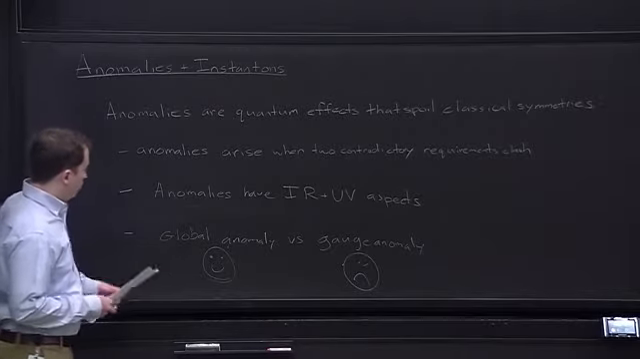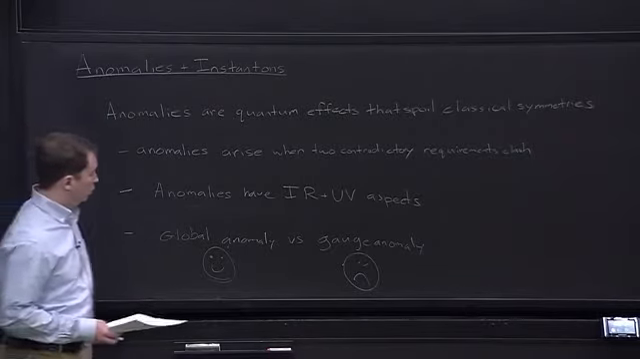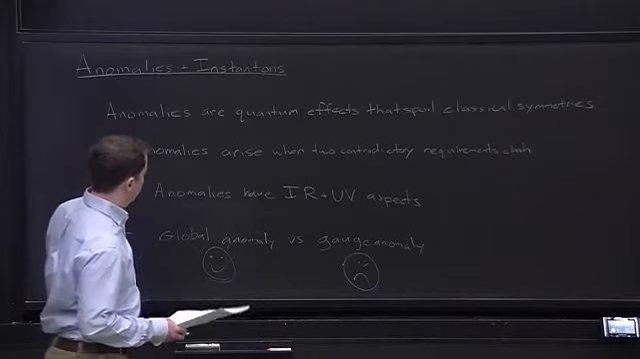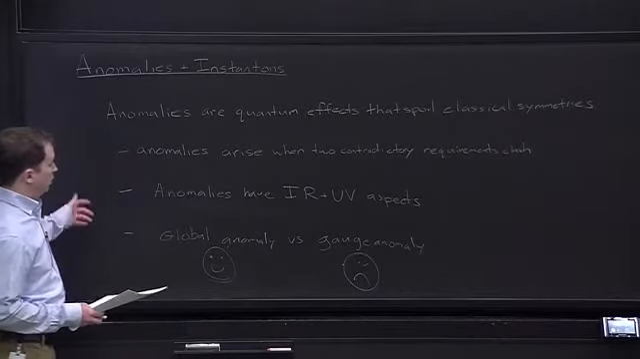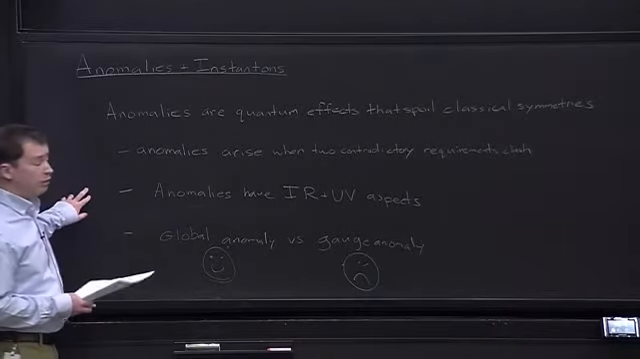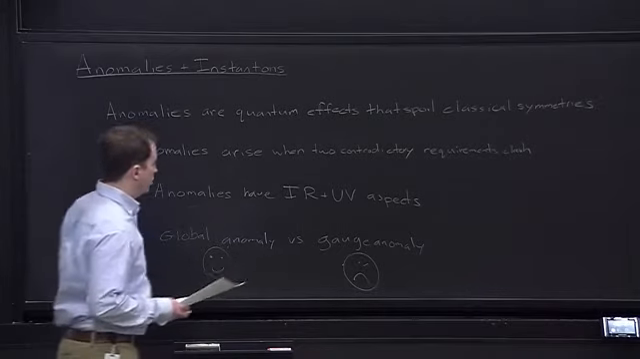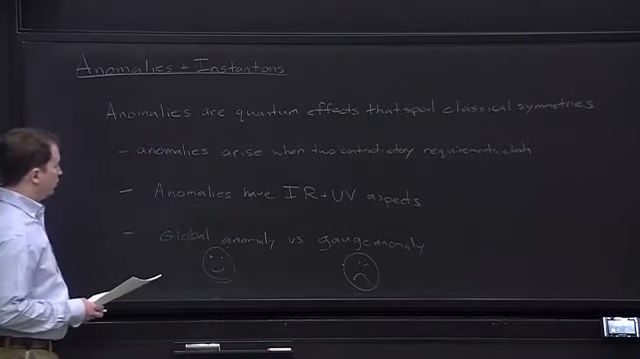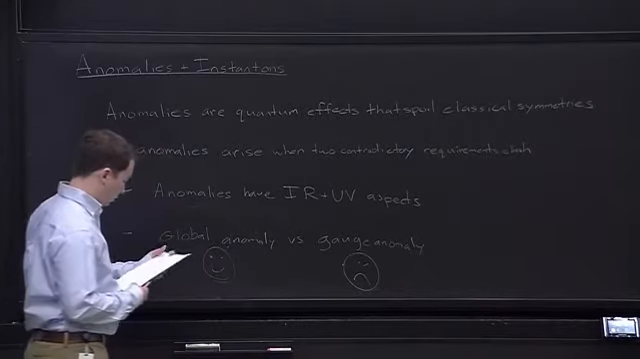So that's a bit about where we're going and some things to keep in mind as we go through this example and see some of these aspects of anomalies in the simplest case. In particular, we'll see these IR and UV aspects of this anomaly.